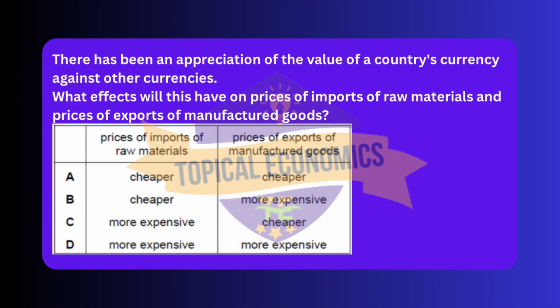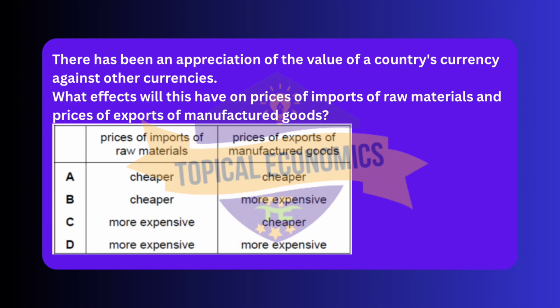When a country's currency appreciates, that is, it increases in value against other currencies, it means that the domestic currency is stronger. As a result, imports of raw materials become cheaper. The stronger currency means that it takes fewer units of the domestic currency to buy foreign goods and services, including raw materials. As a result, the price of imported raw materials decreases because the country's currency is now worth more relative to the foreign currency, making imports more affordable.